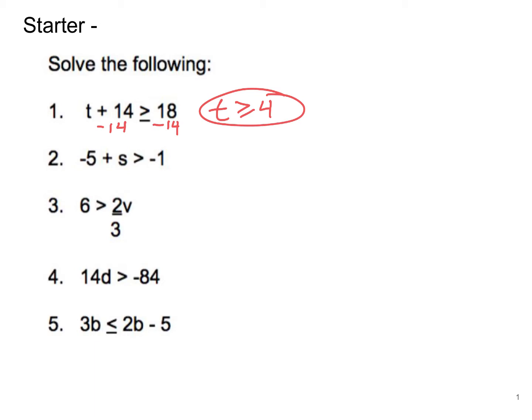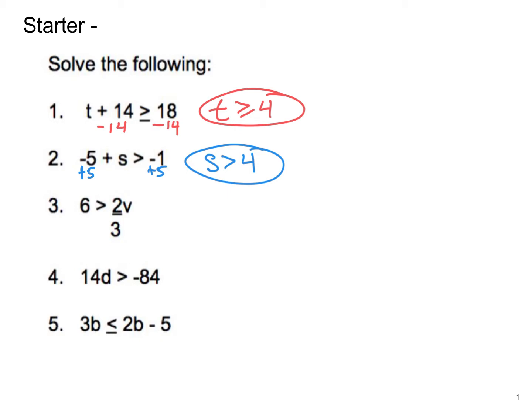Number two, again, we want to have the negative 5 be over on the other side with his friend. Because it's negative, we're going to add 5 to both sides. Then they have s is greater than, and negative 1 plus 5 is positive 4.